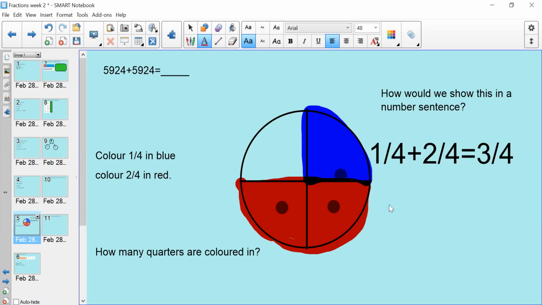Okay, it's also really important to notice that we don't add the bottom numbers. We don't add the denominator. So the answer is not going to be 3/8. We leave the denominator the same because the answer is still in quarters. We don't have 8s here. So that doesn't change.